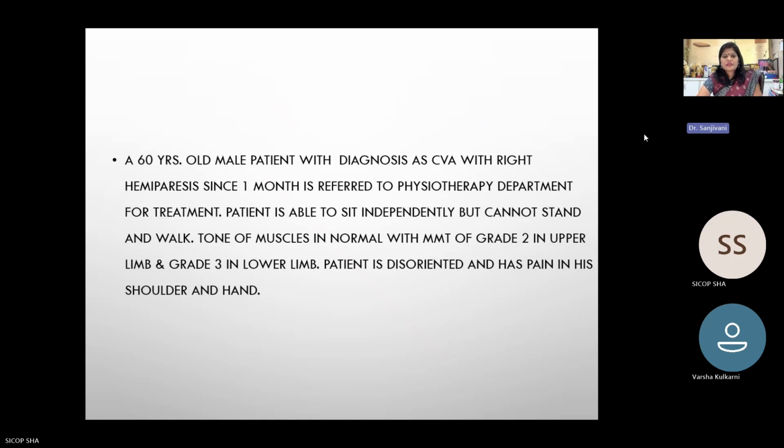The patient is able to sit independently but cannot stand and walk. Muscle tone is normal, with MMT grade 2 in the upper limb and grade 3 in the lower limb. Then the patient is disoriented and has pain in his shoulder and hand. This is an ICF case which is given most of the time at the time of our exam. Now how can we write it properly? Okay, go for next.